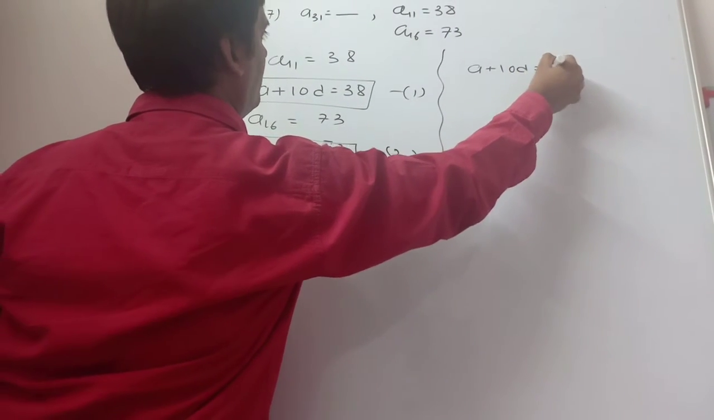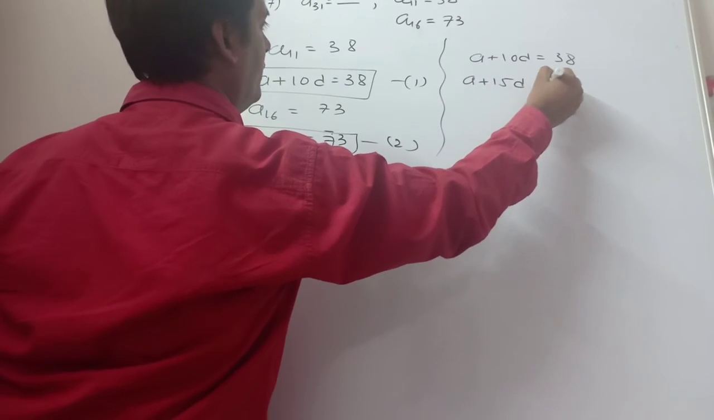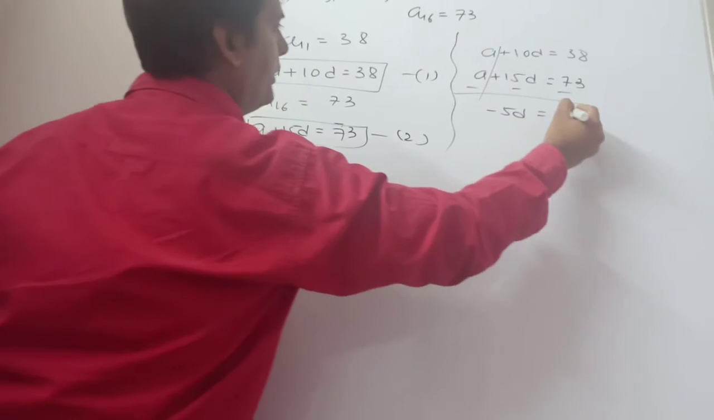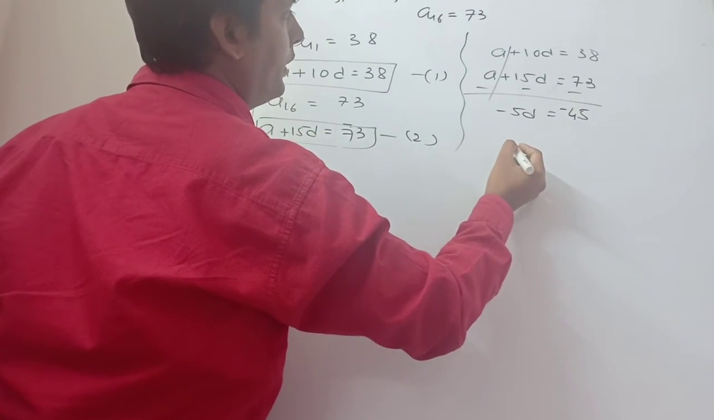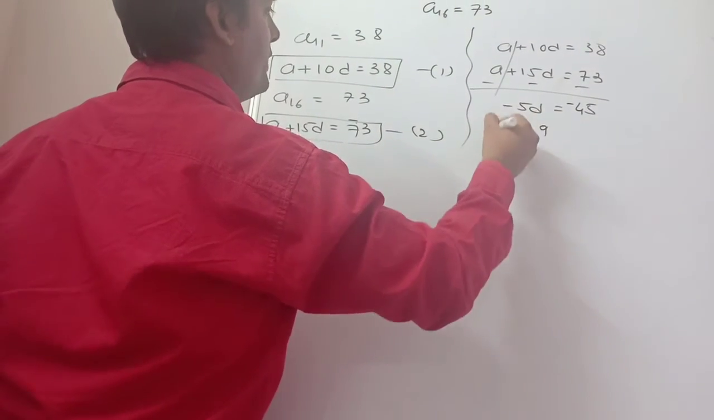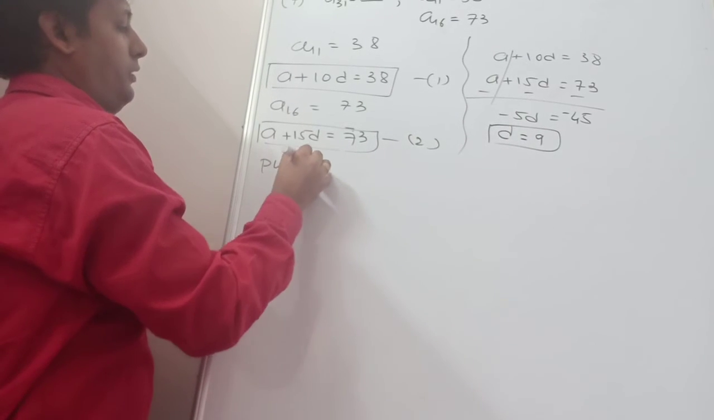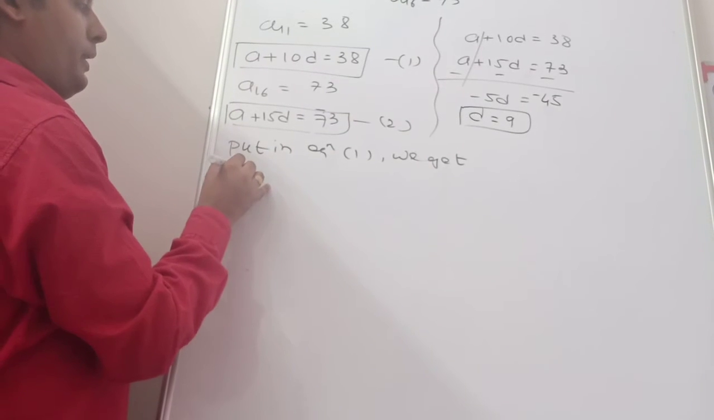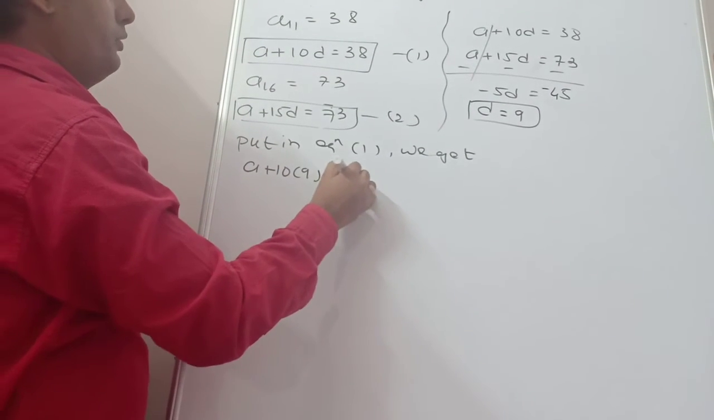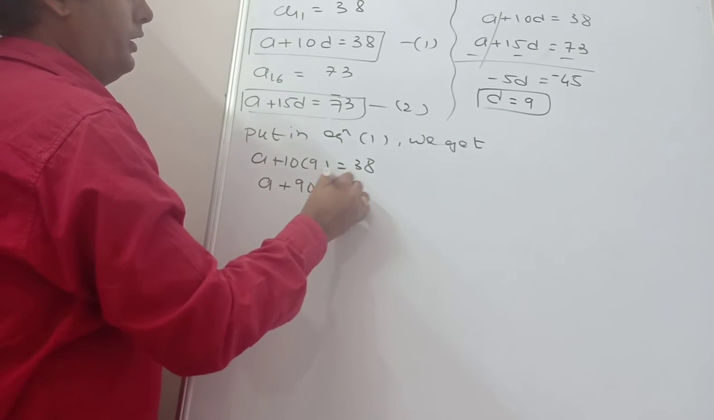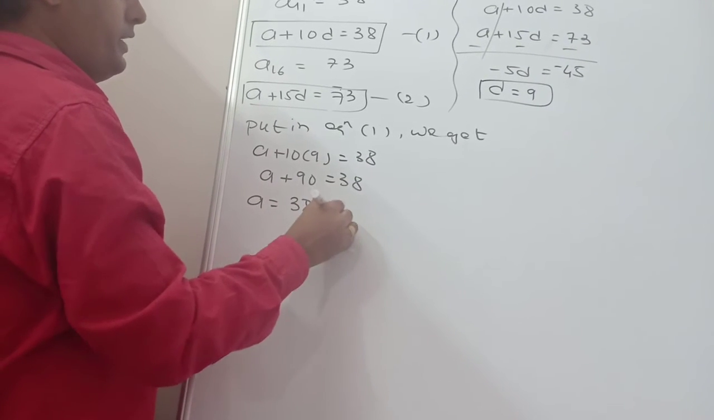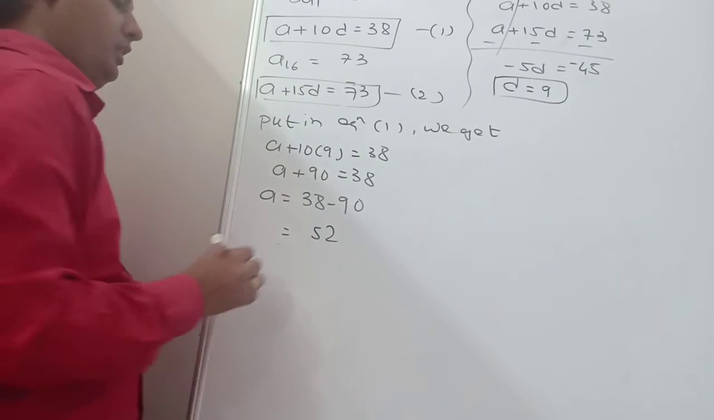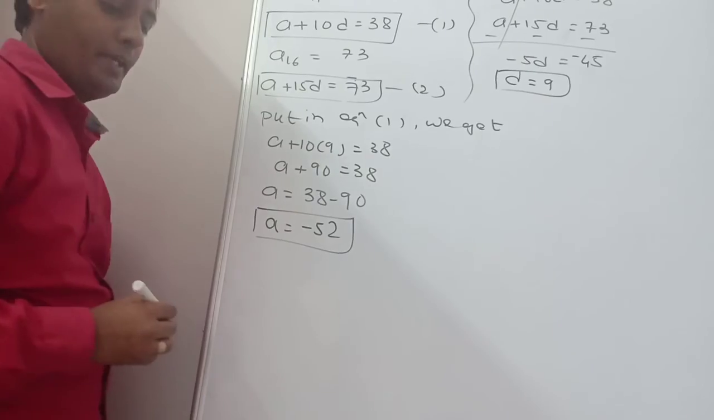A plus 10D is equal to 38 and A plus 15D is equal to 73. Negative, negative, negative, cut it. So minus 5D, A is eliminated, and on the right side minus 35. Minus minus plus, so D is equal to 7. Put it in equation number 1. So A plus 10 into 7 is equal to 38. So A plus 70 is equal to 38, so A is equal to 38 minus 70, that is minus 32. We got minus 52 earlier, which was a mistake. Just check it. So A is equal to minus 32.